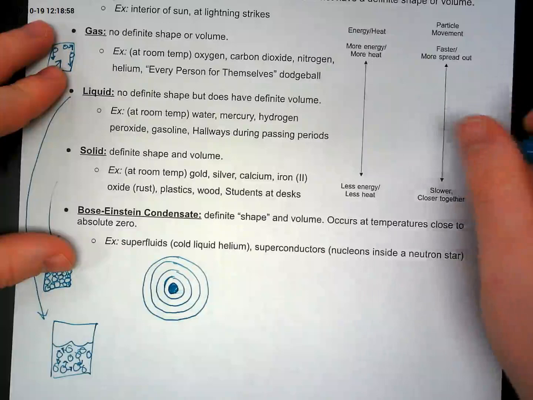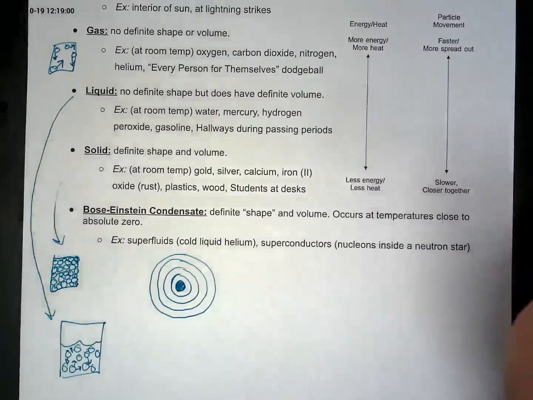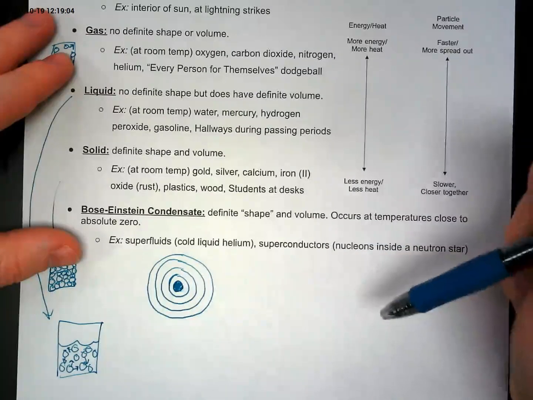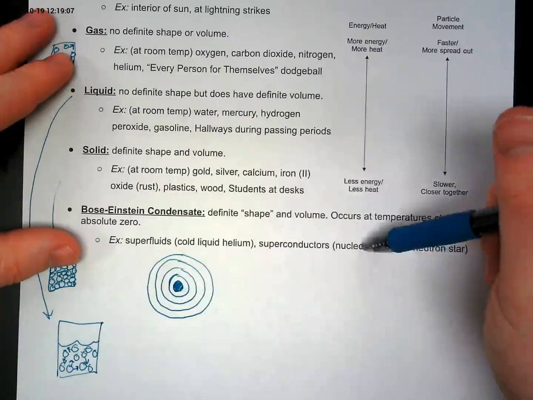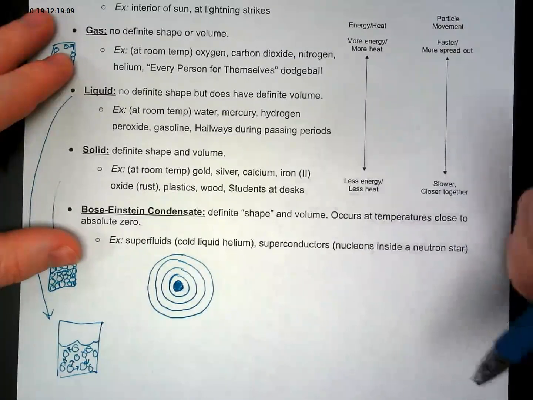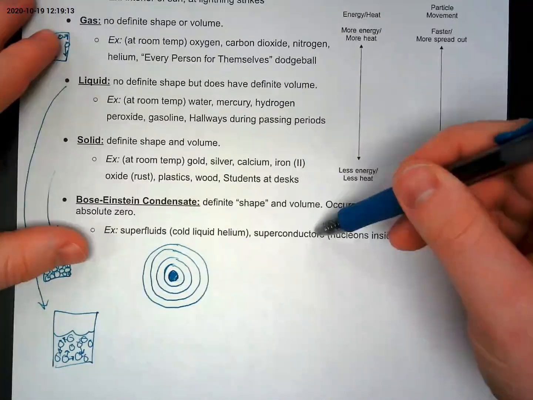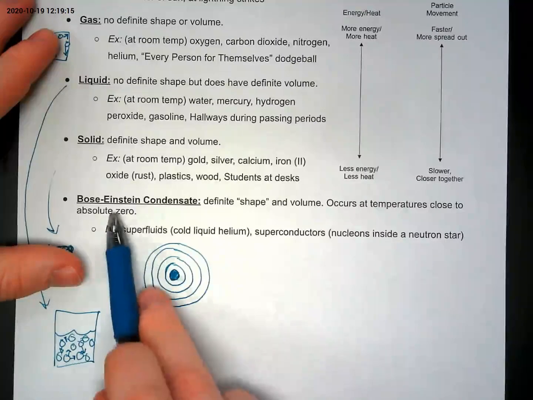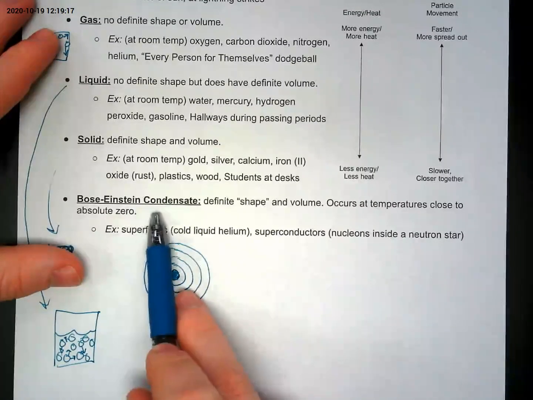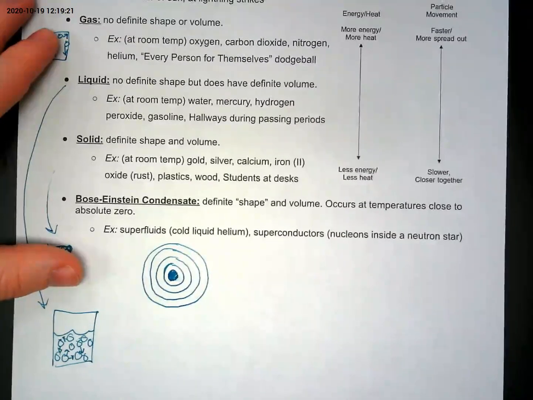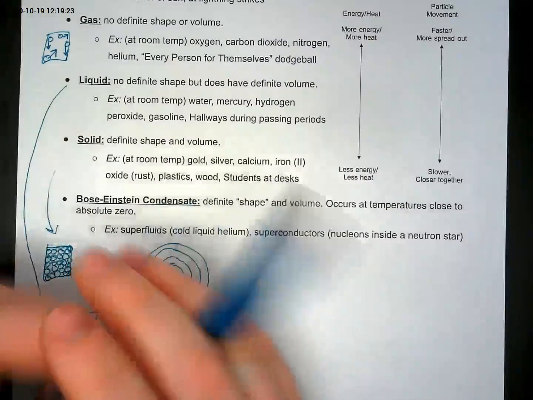Superconductors, nucleons inside a neutron star. Why don't you just go ahead, see what a superconductor is, see what a nucleon is, okay? Don't need to know it for the test, or at least the definitions of both of these, but you have to understand that if I ask for an example of a Bose-Einstein condensate, you should be able to give me one of these, okay? So, all right, well, that's the notes for this, guys. Actually, no, it's not. One last thing.